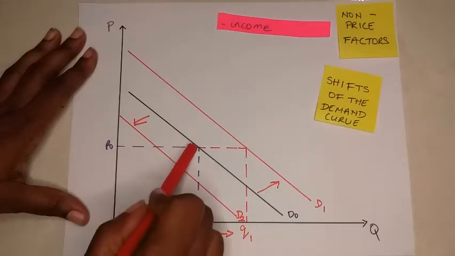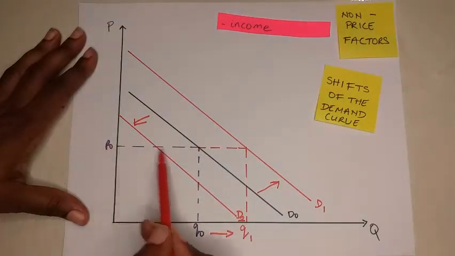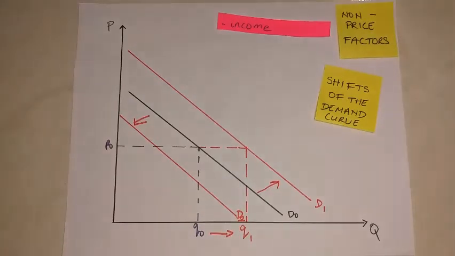Notice the price didn't change, yet we are demanding more. So our entire demand curve shifts to the right. And so at the same price of P0, we are now demanding Q1 units. And this is called an increase in demand.